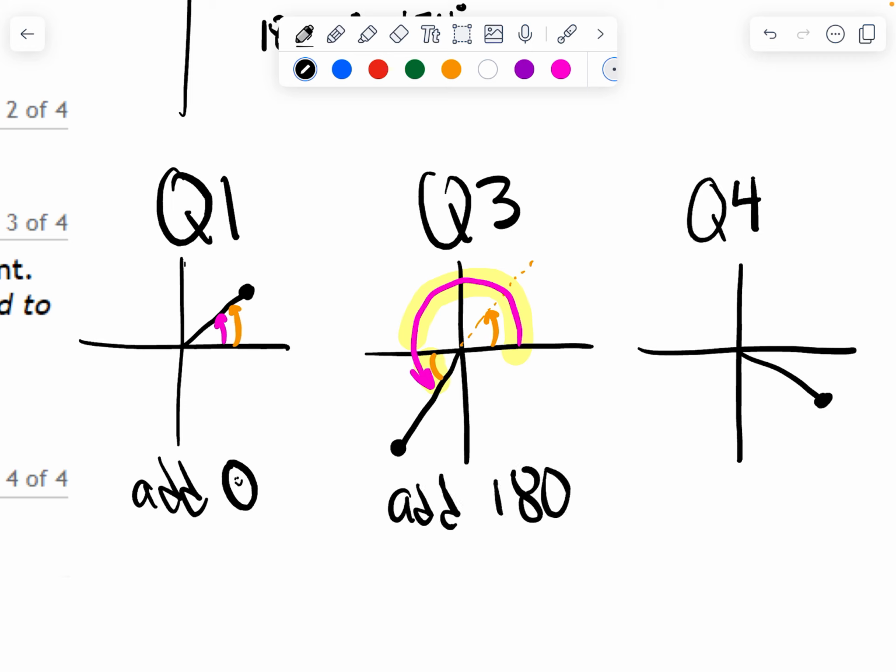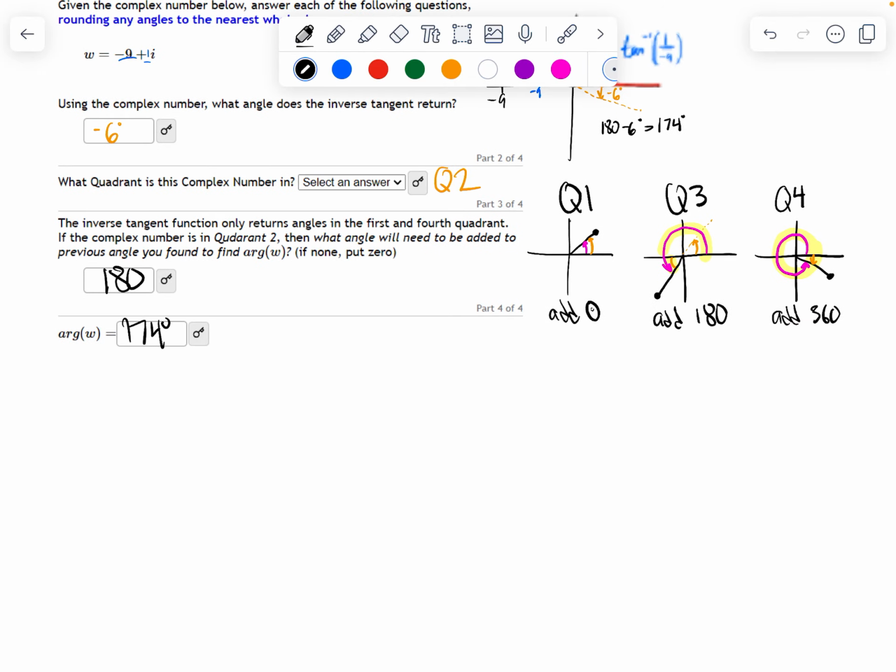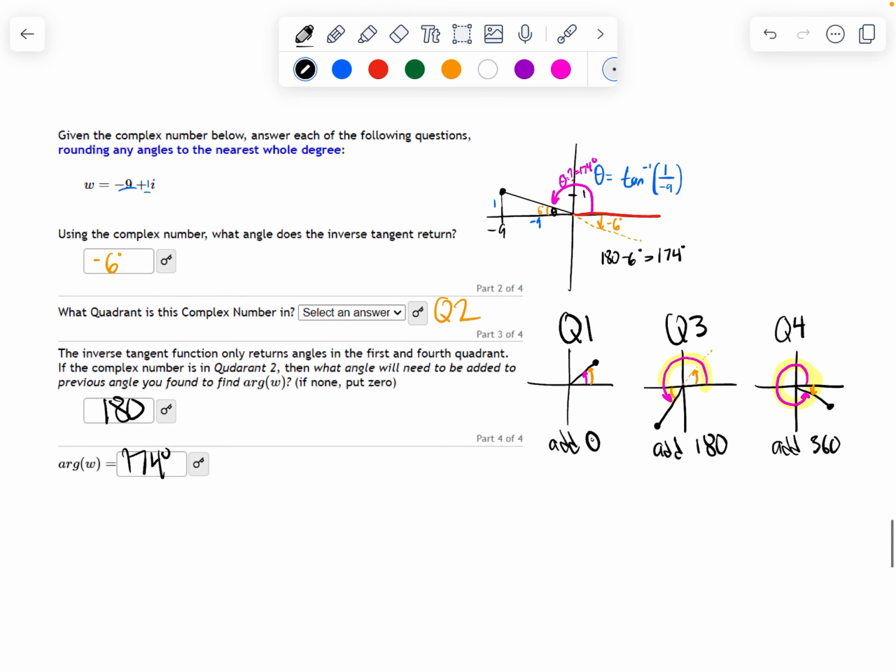Quadrant 4 is kind of a weird one. Inverse tangent returns the negative angle. The argument, however, goes all the way around. Well, think about this. What does the orange plus the hot pink make? A circle. How many degrees is a circle? 360. And you know the orange angle is going to be negative, so if you essentially just add 360, you will get the hot pink angle. So that's kind of like your key for solving these things.